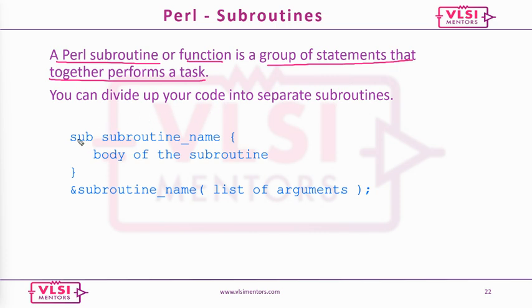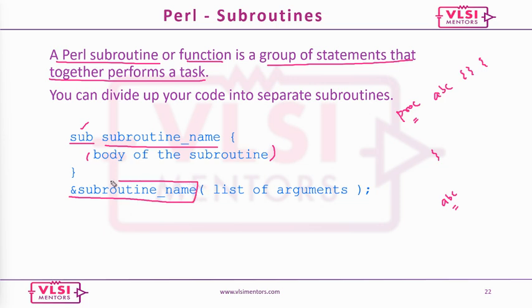Now the syntax here is basically to say sub, whereas in Tcl we call it proc. So this is your syntax, the keyword, and this is the name, and then this is the body. And now how do you call that? In Tcl you just say proc abc, so you just have to call abc. Whereas in Perl you have to use this ampersand at the start, and only then will the function get executed.